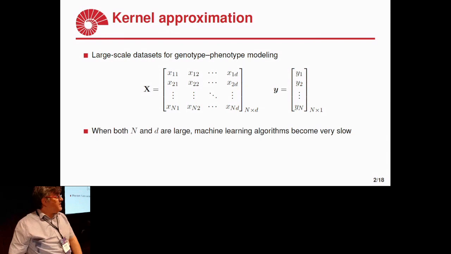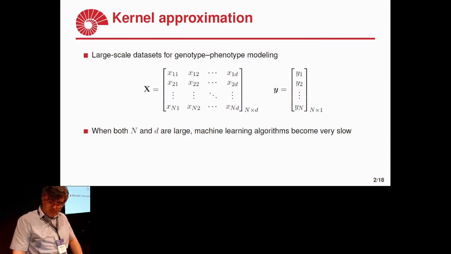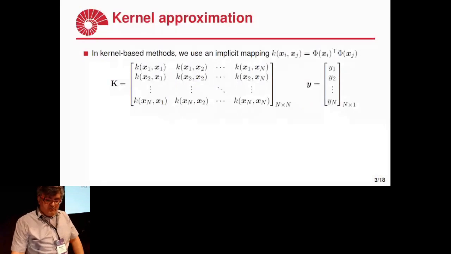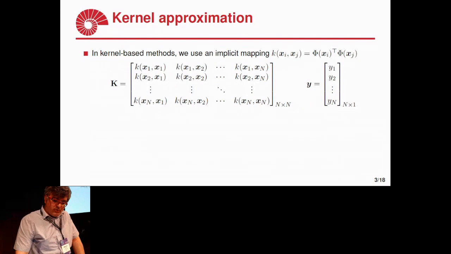Okay, so we are in a regime where N and D are both large. So most of the algorithms that I mentioned before become very slow. So we have to make them much, much faster by using some computational tricks. The first trick that we are going to integrate into our conjoint model is kernel approximation.